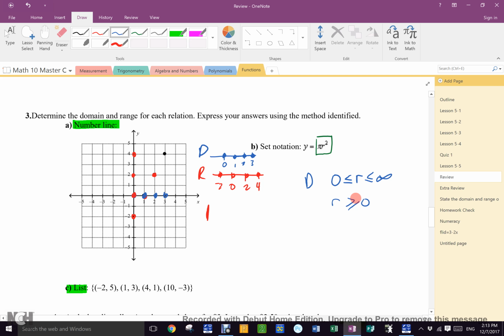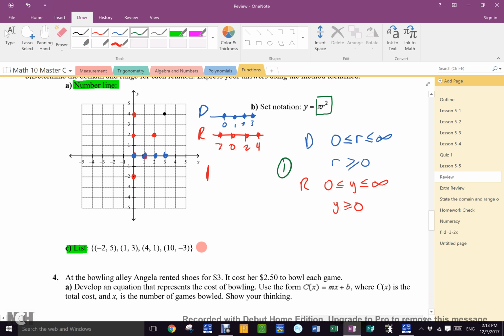Everybody cool? And then the range is really tricky. What's the lowest range value I can have? 0. What goes here? Y. What can I go up to? Infinity. And how else could I write it? Y must be greater than or equal to 0. I'll accept either of those for that one mark. Is everybody cool? And then this one, it's just a list.